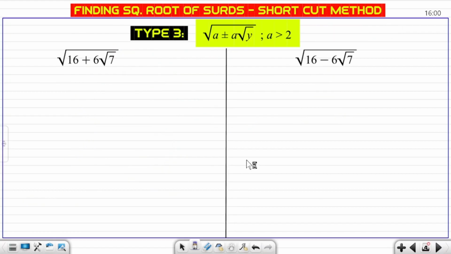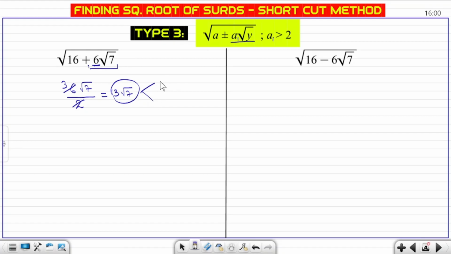Now let's go to type 3. Type 3 here is a root over y, where a is greater than 2. Here it is 2, 6, right? So bring this down. 6 root over 7. Simply divide by 2. When you divide, it is 3 root over 7. So this total term is 3 root over 7.